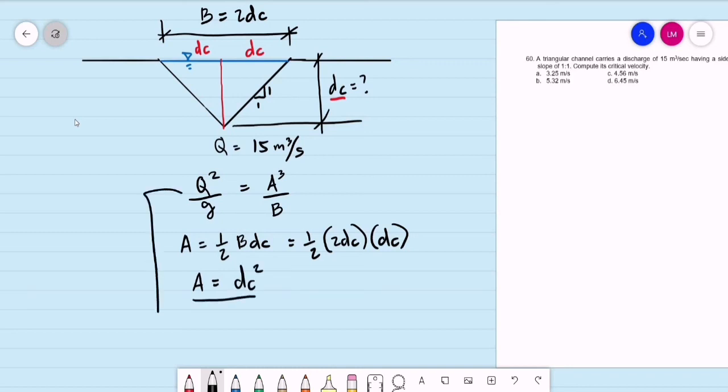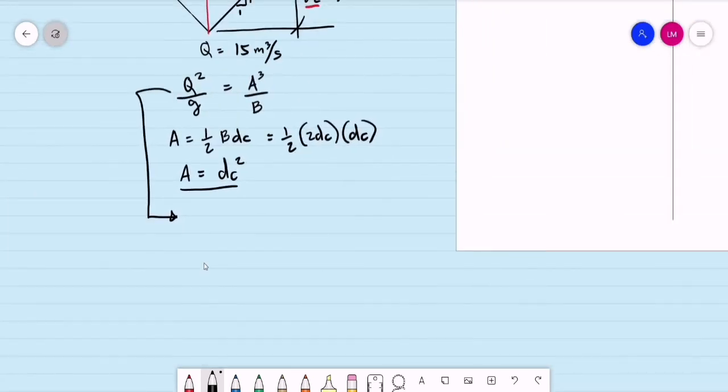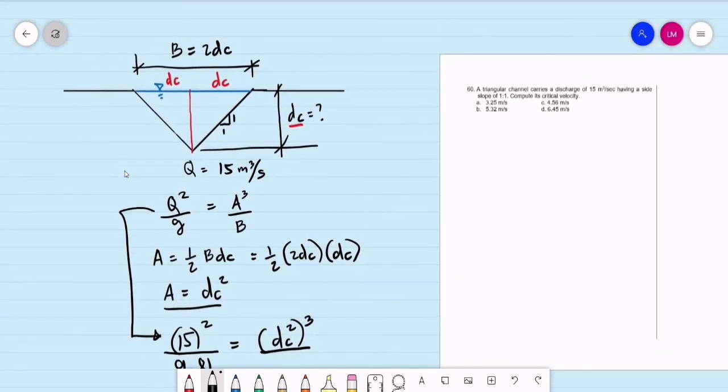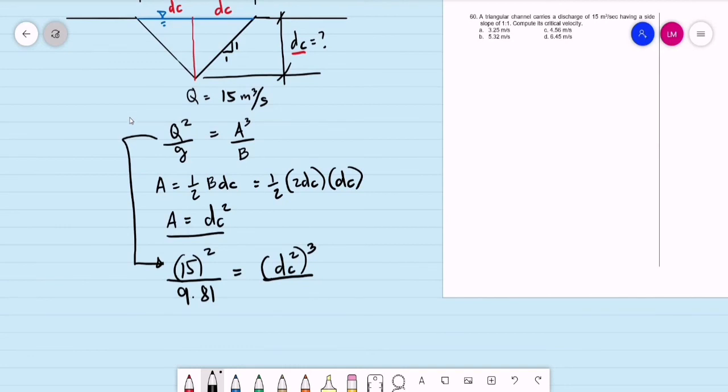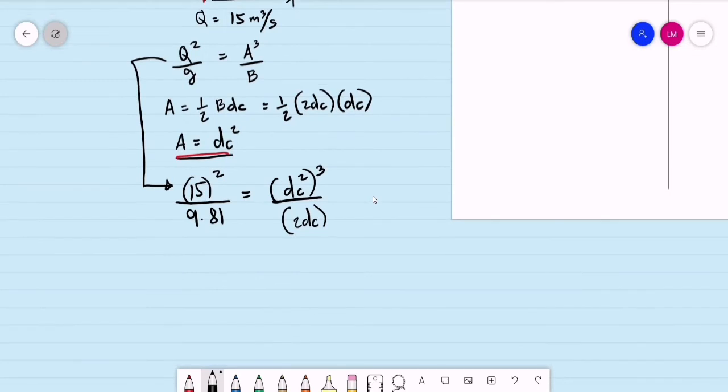Yun. Substitute natin dito sa formula for the critical depth for any section. So we have the discharge is equal to 15. So this is 15 cubic meters per second squared, divided by 9.81 is equal to area. Ang equivalent ng area is the critical depth squared, cubed, divided by, anong equivalent ng top base kanina? And the top base is 2dc. Yun. So sinubstitute ko lang yung equivalent ng area at saka nung top base. So, the top base is twice the critical depth. Yan. So, we are now computing for the critical depth.